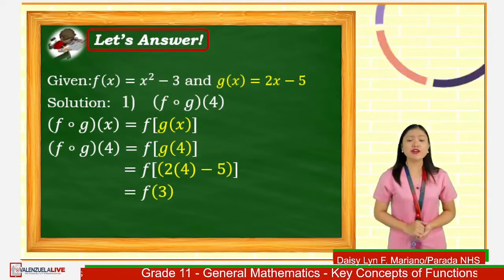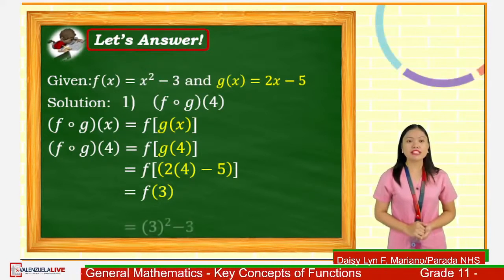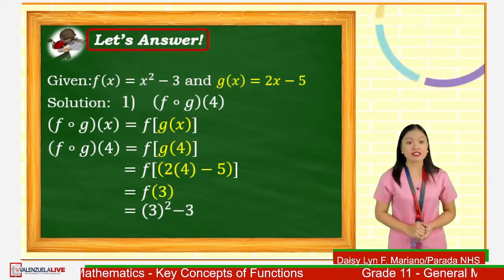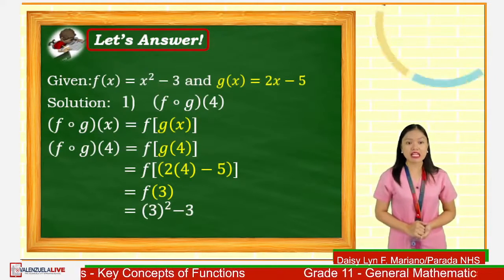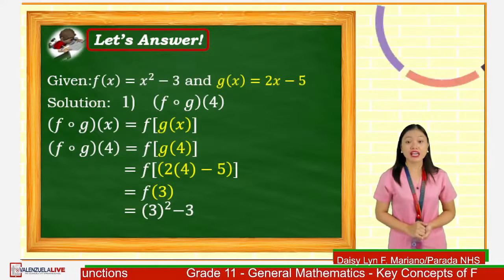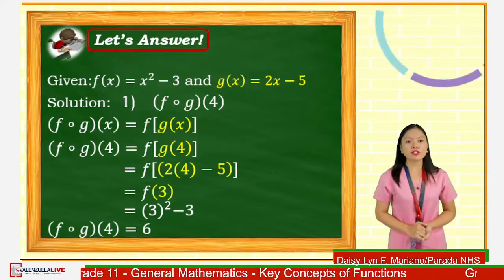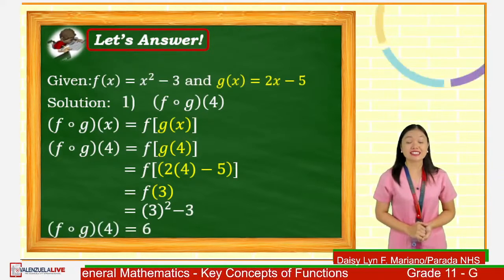Next is to evaluate f of 3. That is, we substitute 3 in place of x in f of x. This gives us 3 raised to 2 minus 3. 3 raised to 2 is 9, minus 3 is 6. So, f composed with g of 4 is 6.